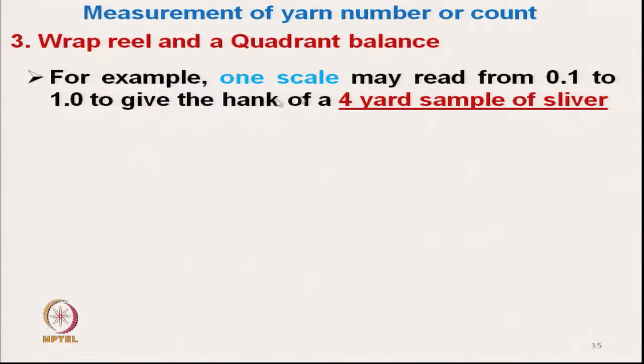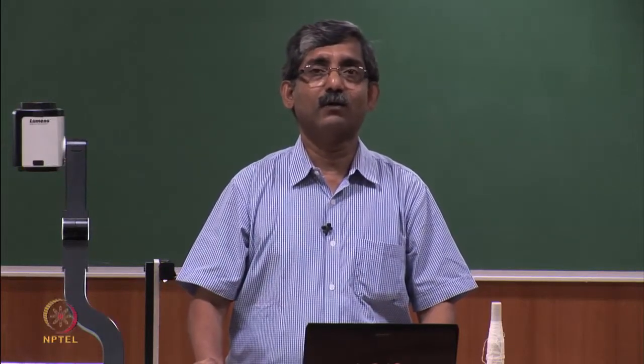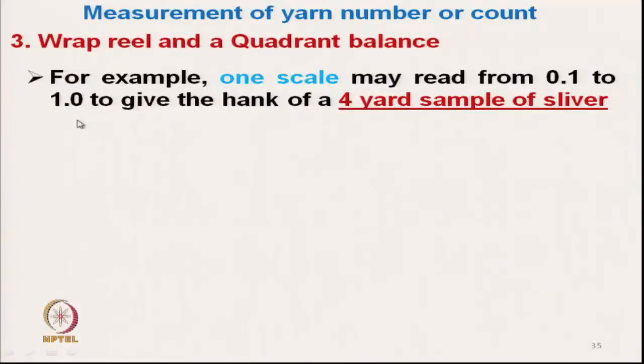For example, say we have 3 scales. One scale may read from 0.1 to 1, to give the hank of a 4 yard sample of sliver. This is just an example. If we know the range of the sliver, it is assumed that the sliver count is 0.1 to 1 hank. For sliver we normally take a 4 yard sample. For yarn, we take 840 yards.